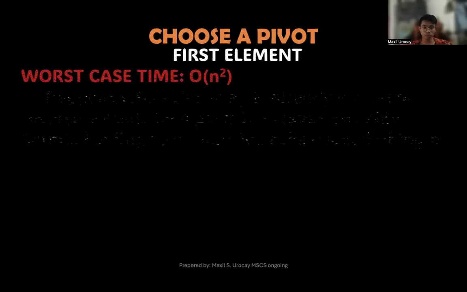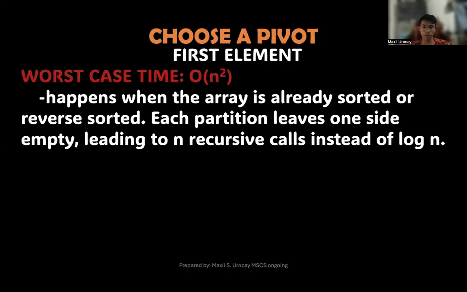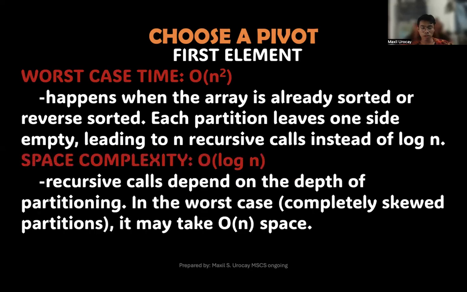And then for the worst case, that happens when the array is already sorted, or sorted in reverse. So each partition leaves one side empty, leading to n recursive calls instead of log(n). So definitely it will become quadratic time, a time complexity of O(n squared). Then for the space complexity, that is O(log n). Recursive calls depend on the depth of partitioning. In the worst case, a completely skewed partition, it may take linear space.